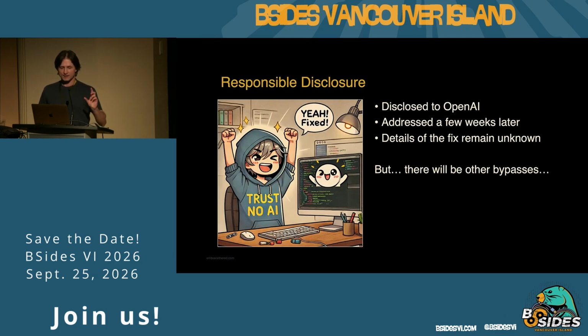I disclosed this to OpenAI, and they treated it very seriously, and they fixed it within a few weeks. But this is the important thing, right? The fix that is in place is not a 100% fix. There will be bypasses, because it's very, very difficult to mitigate this and have a really hard security boundary, so to speak. But I was not able to bypass it once I started validating the fix. But there might be other bypasses that we see in the future.